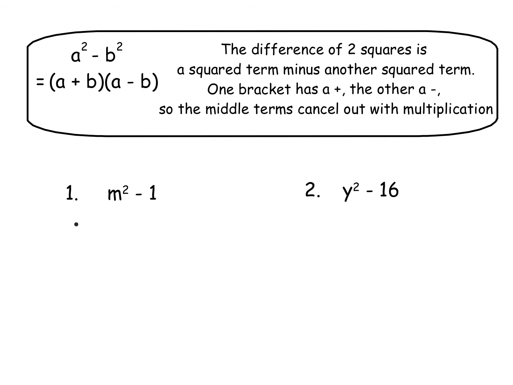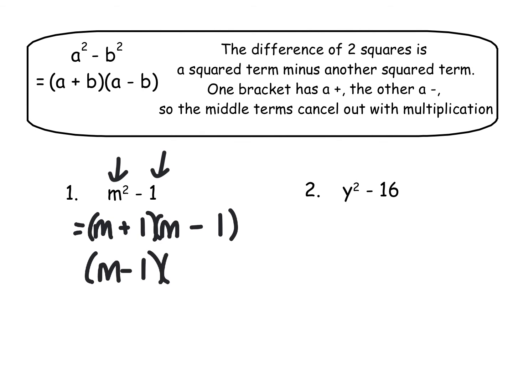M squared minus 1. So my starting point is always, let's get your empty brackets written first. To get the m squared, well, that comes from m times m. The square root of 1, now 1 is really easily forgotten as being a square number. To get 1, that comes from the product of 1 times 1. And to get them to cancel out in the middle, so for the m terms to disappear, 1 has got to be a plus, 1 has got to be a minus. That's simple. And sometimes I might write those brackets the other way around. I might write m minus 1, m plus 1.